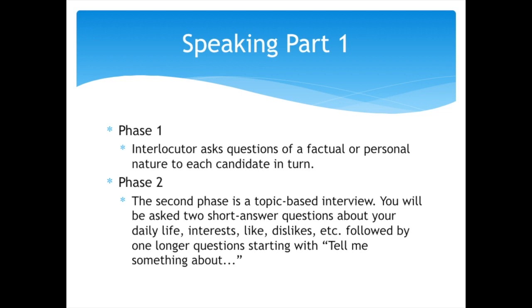And then the second phase is like an interview. It's based on a certain topic. So they'll tell you the topic and then ask you questions about that topic, and they're pretty short. It could be about your daily life, your interests, things you like and dislike. So a couple short questions like that, and then a longer question that will start with, tell me something about. For example, they could say, tell me something about your favorite sport, and they would want you to talk for a little bit about your favorite sport.